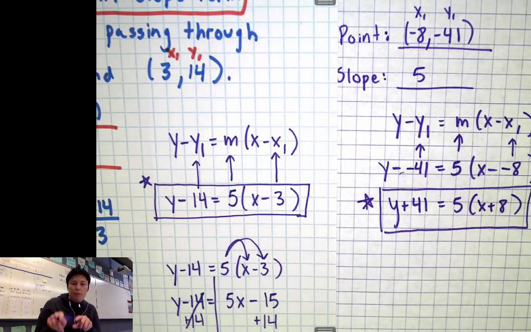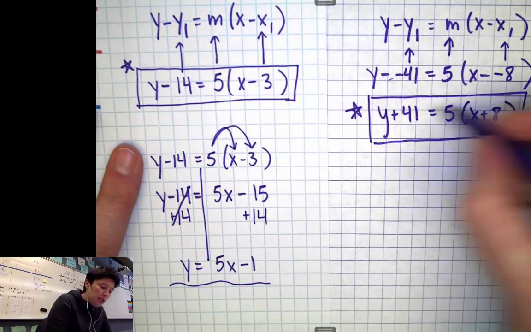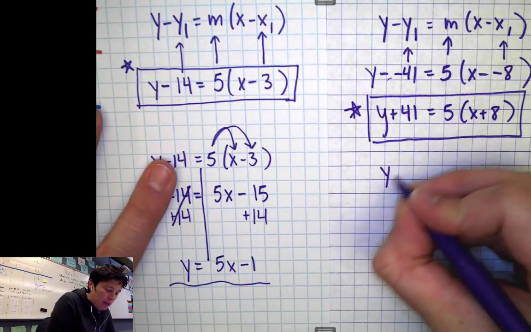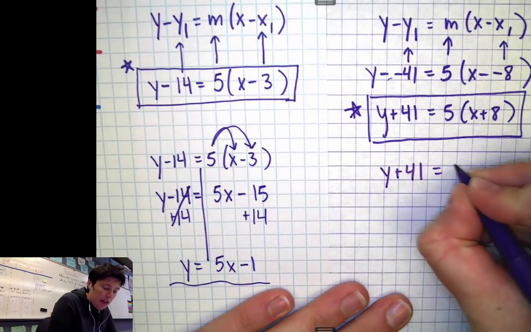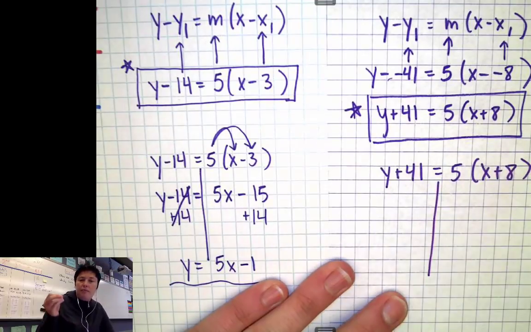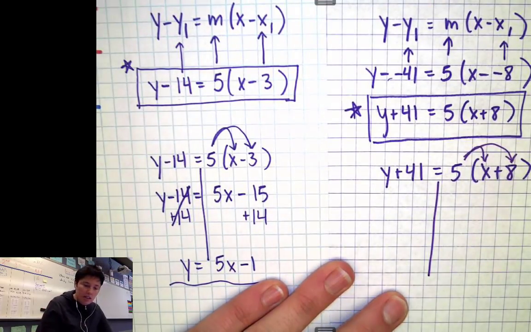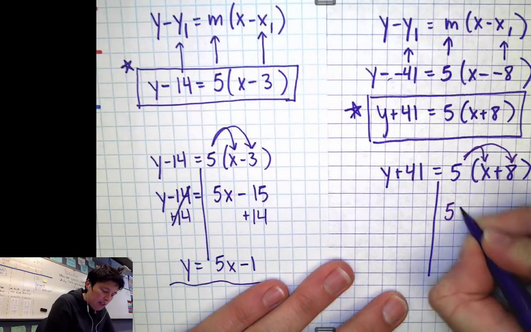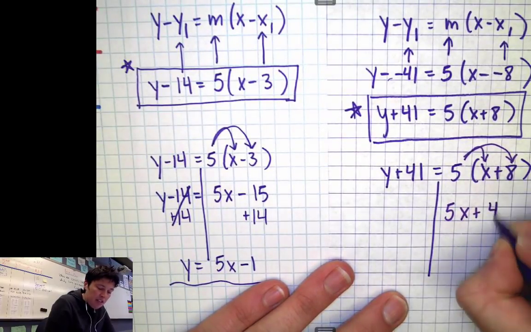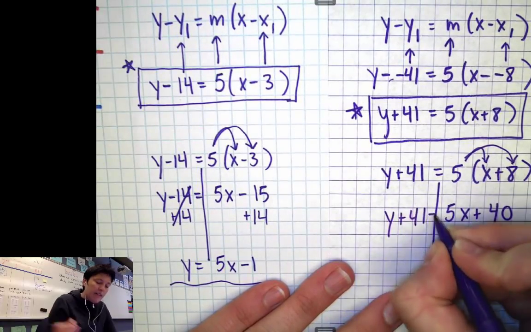How can I prove that I'm right? Well, here's how I'm going to prove it. I'm going to rearrange this one into y equals mx plus b. I'm going to take y plus 41 equals 5 times x plus 8. And I'm going to do the same thing. Put a line down the middle, solve for y. I'm going to multiply the 5 in. 5 times x, 5 times 8. I'm going to get 5x plus 5 times 8 is 40. Okay, I'm going to have y plus 41 equals 5x plus 40.